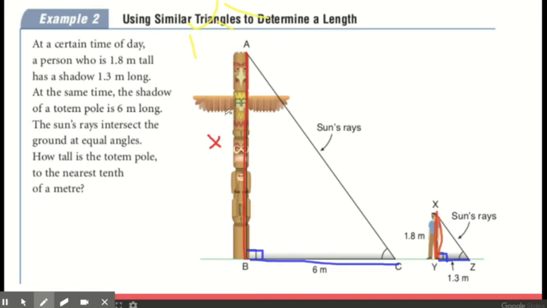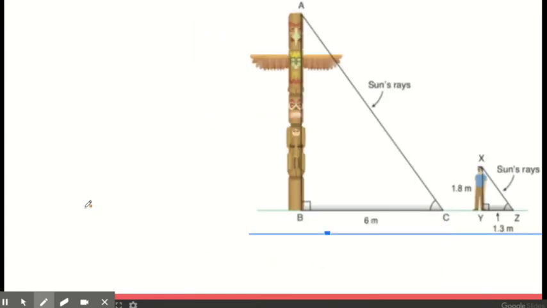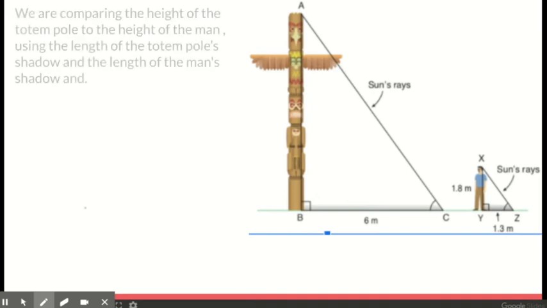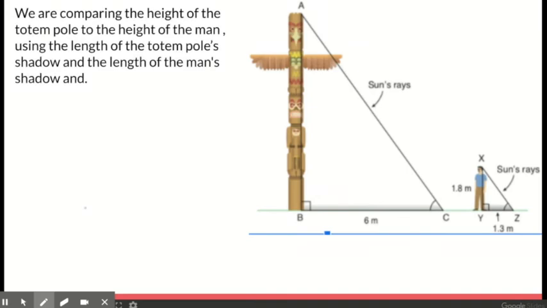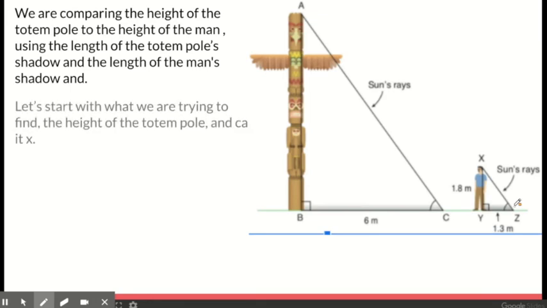Now we have two similar triangles, and we're going to compare. We're going to use this man's height and his shadow to figure out what X is using the shadow of the totem pole. So if I go to the next picture, I just take out the picture and remove the information. We're comparing the height of the totem pole with the man's height, and we're using the length of the totem pole's shadow and the length of the man's shadow. Let's start with what we're trying to find. We're trying to find the height of the totem pole, and so we're going to call it X.